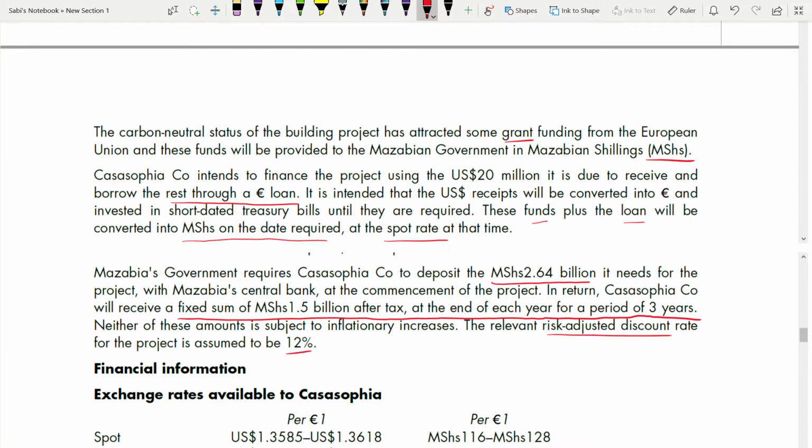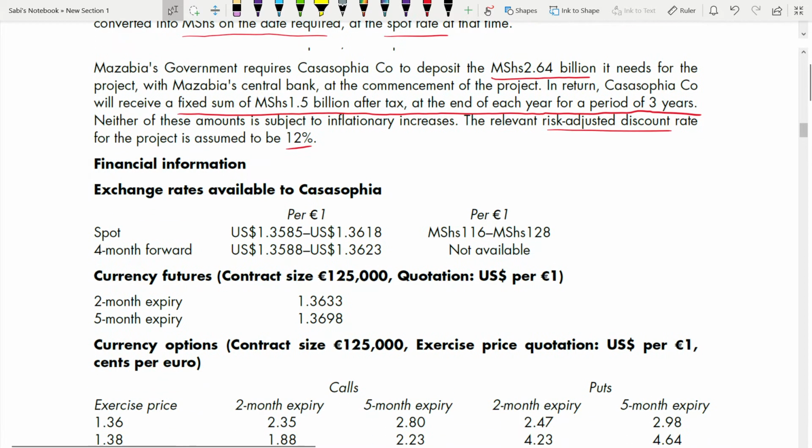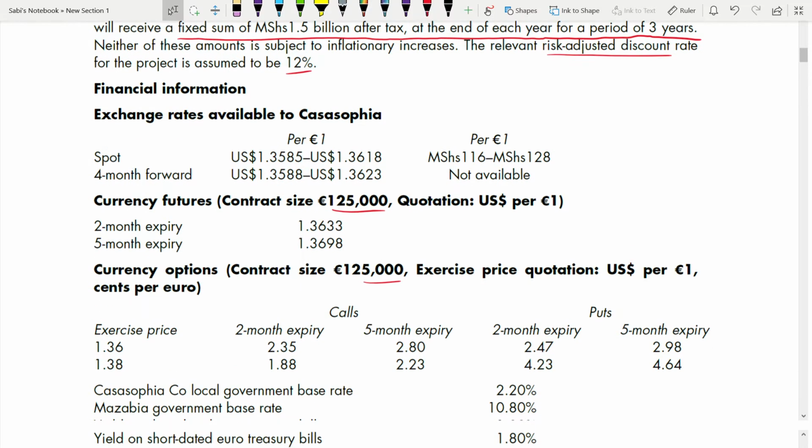Why is it given to you? Because you need to find the net present value in part B. Now, come to your exchange rates. Spot and forward have been given. Futures have been given, and the contract size will always be the same. There is a 2-month expiry and a 5-month expiry, and you have to choose which one. For options, you have to choose whether call or put, 2-month or 5-month, and which exercise price. Here they didn't say which exercise price, so you have to do it under both exercise prices.